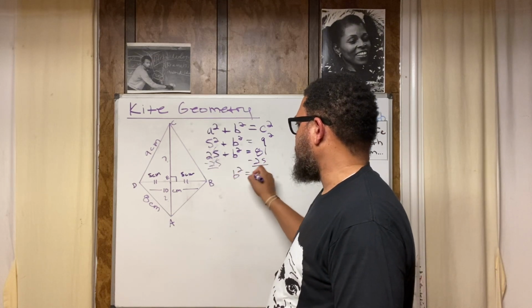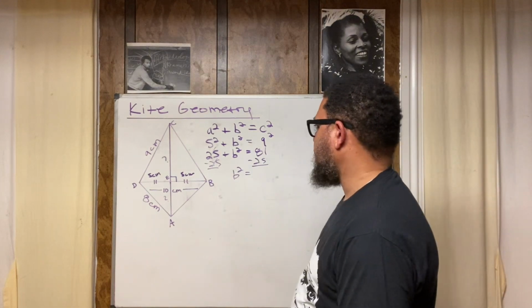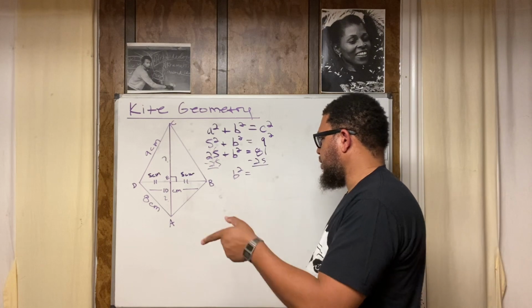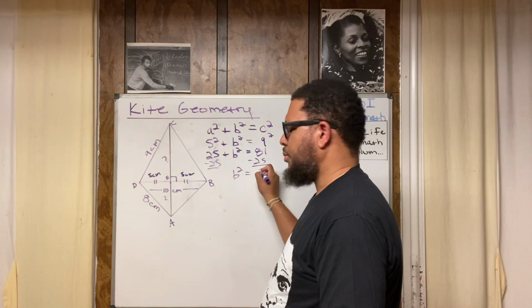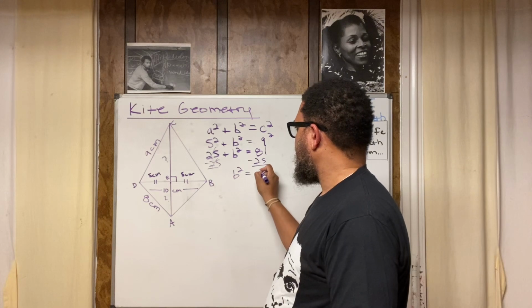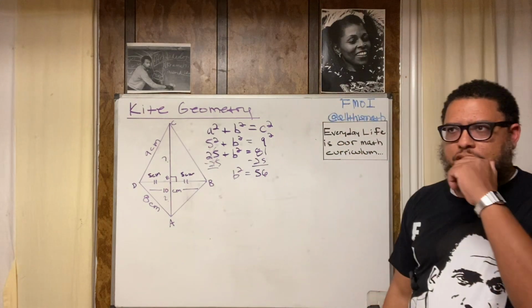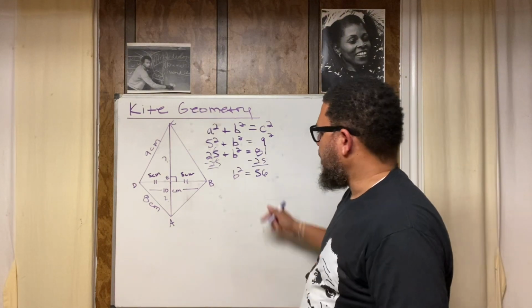And now we're just doing algebra right now, right? In order to do geometry, you got to know algebra. So 81 take away 25, that's mental math. What's that? I'm going to do 81 take away 20. That's 61. 61 take away 5 is 55. No, it's not. I'm tweaking. It's 56. Yeah, it's 56. B squared equals 56. So B squared equals 56.